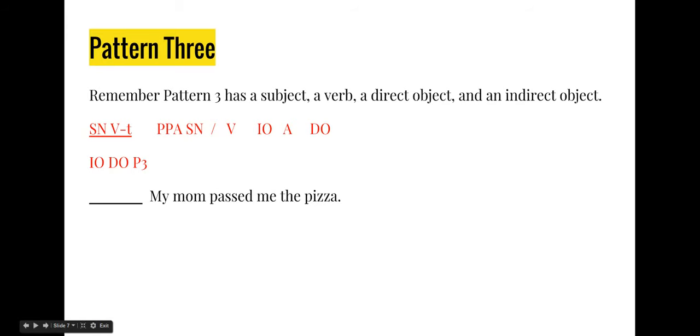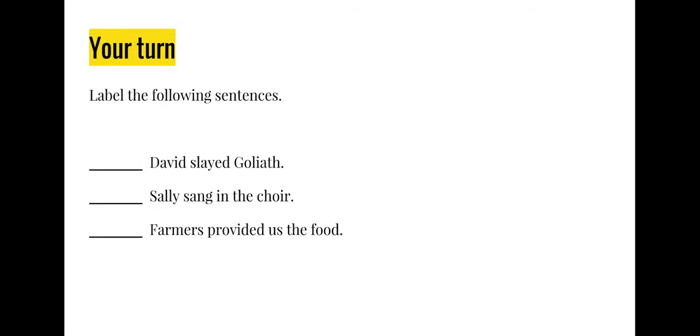And now it is your turn. I would like you to write down these 3 sentences. I know this is a little longer than normal, but they're shorter sentences. So label the following sentences and bring them to class next time. David slayed Goliath. Sally sang in the choir. Farmers provided us the food. All right, make sure you have your labels for the pattern because that's how we know that you know your mixed patterns. All right, make sure you write these down.